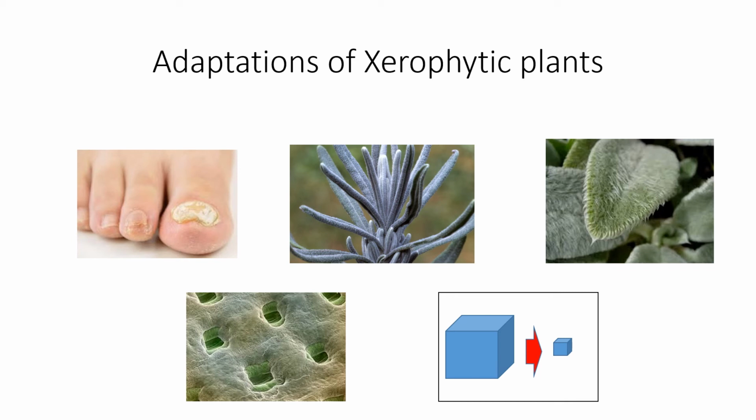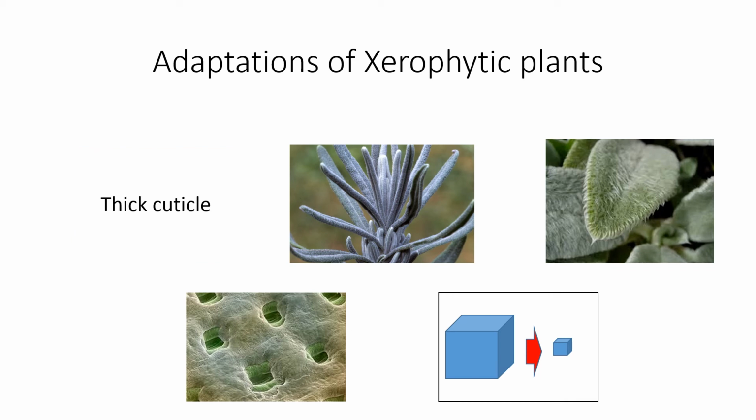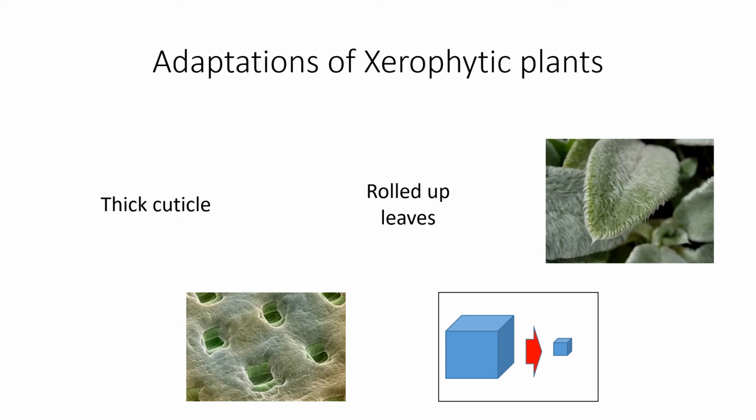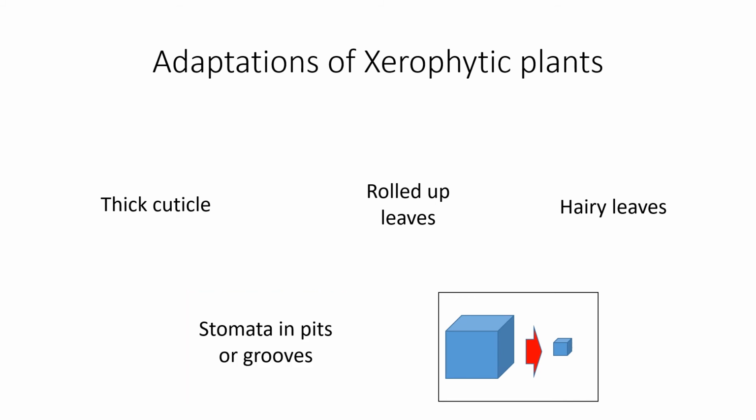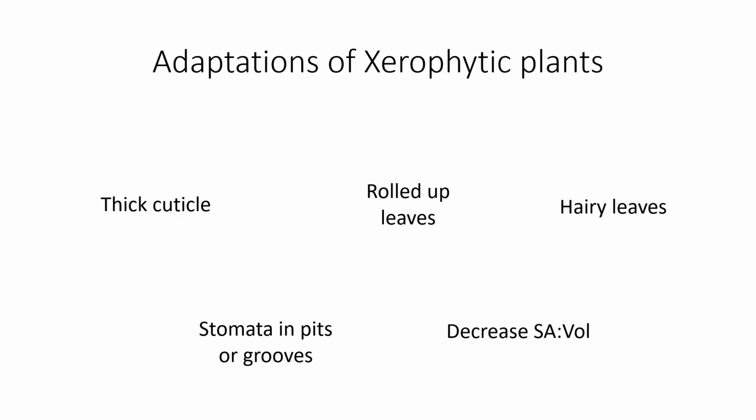Well, the 5 main ways are, first off, we have a thick cuticle. We can also have plants with rolled up leaves. We can also have plants with hairs on the leaf. Sometimes we have the stomata in little pits or in little grooves, indentations. And lastly, we can decrease the surface area to volume ratio.